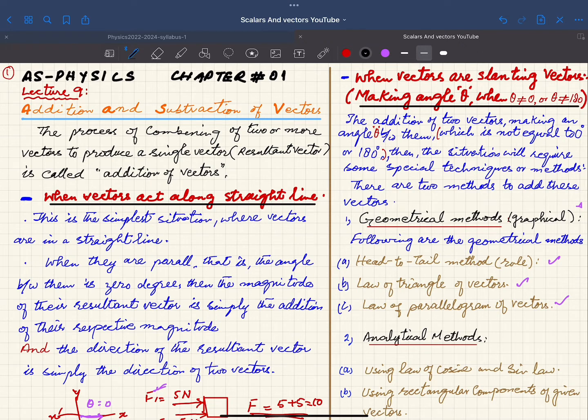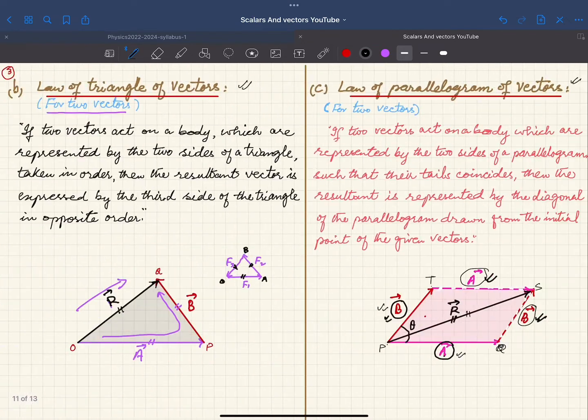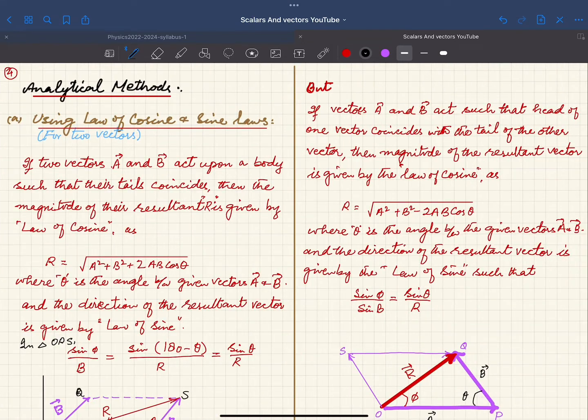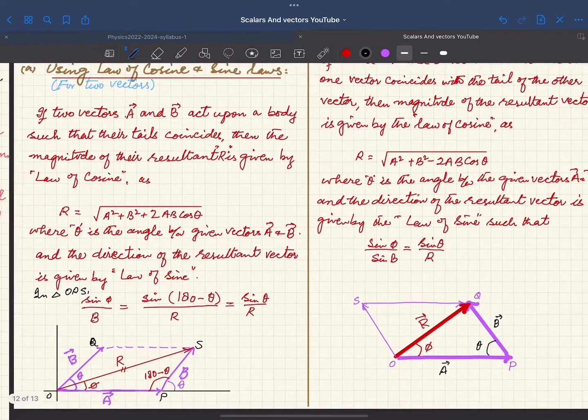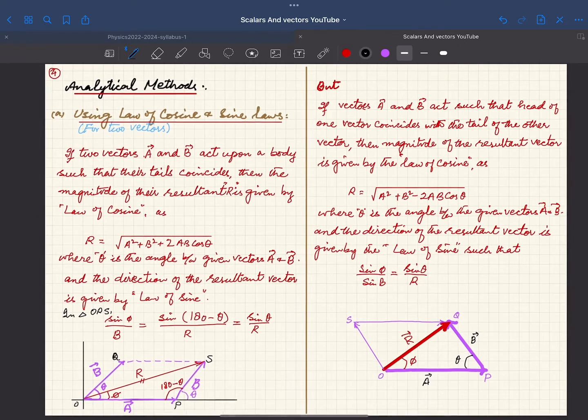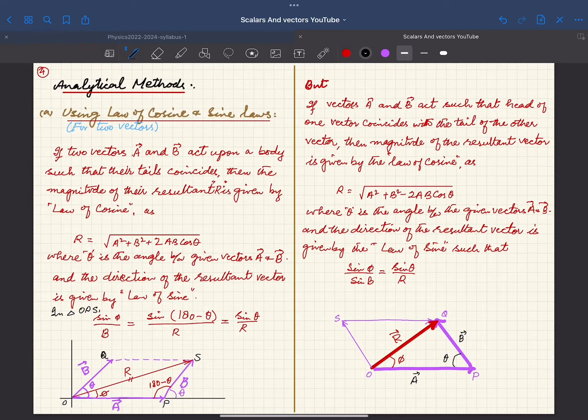Then go back to the initial point, and here we have the second method, which is the analytical methods. In the case of analytical methods, we need not use any scale or pencil, but here we have to use a calculator, you can say, and we have two situations here. One is that we are using the law of cosine and sine laws to add the vectors.